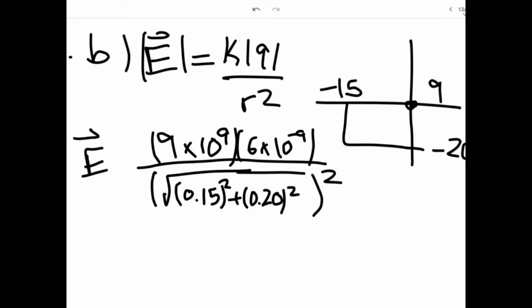And then you have E is equal to this, which is equal to 8.63 times 10 to the minus 2 newtons per coulomb.